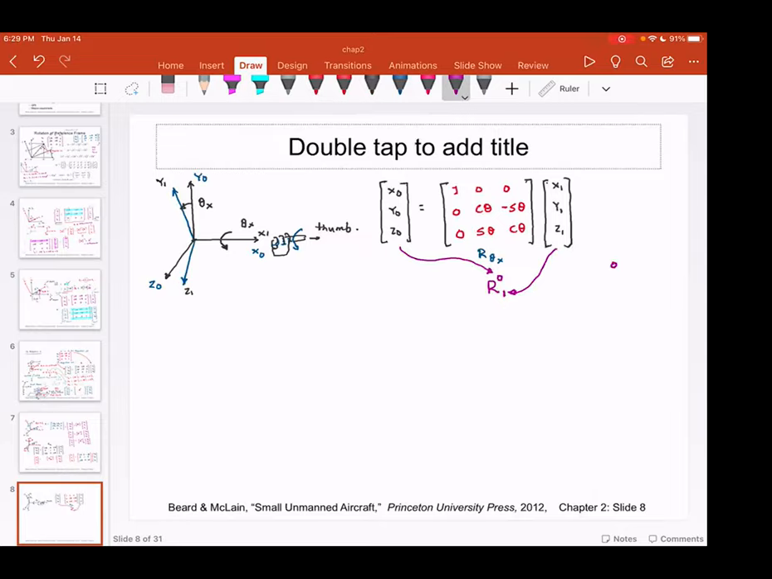And the convention that we use in Robotics 1 is something like this, but the textbook uses the convention that is shown over here. What this means is, if I want to go to x1, y1, z1, this is going to be R01 transpose times x0, y0, z0. And that means this is R10.